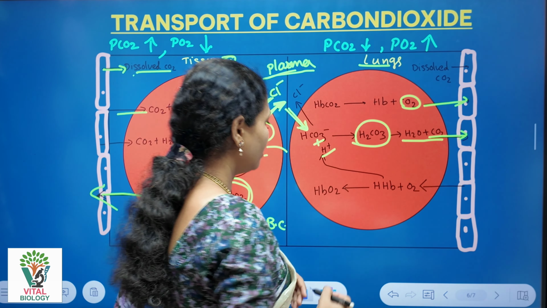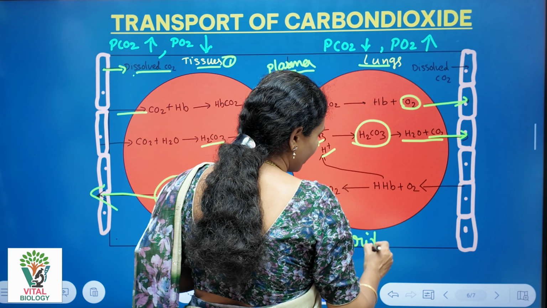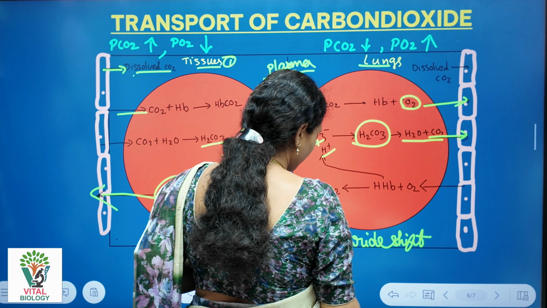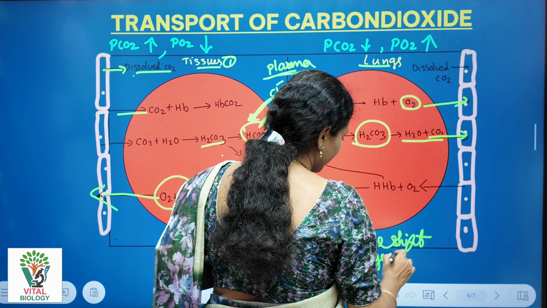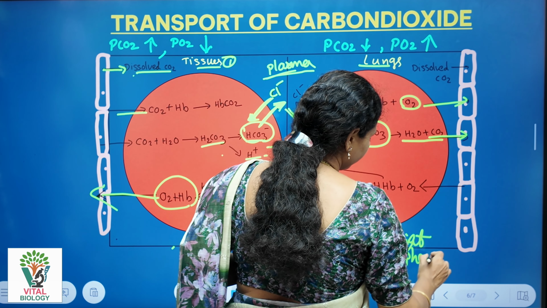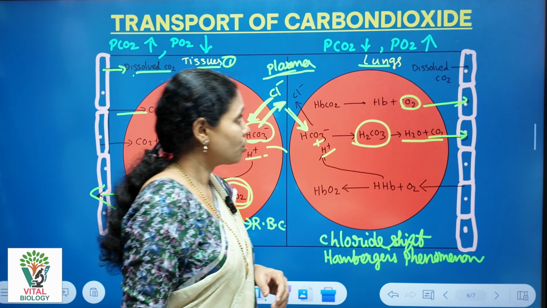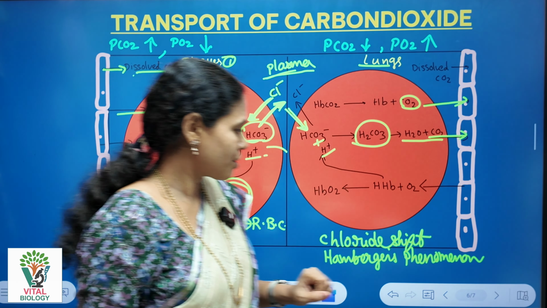Okay, so this is called the chloride shift, or otherwise Hamburger's phenomenon. So this is how the transport of carbon dioxide occurs.